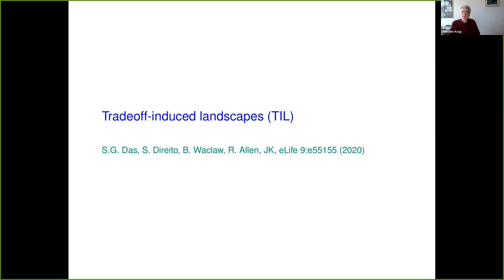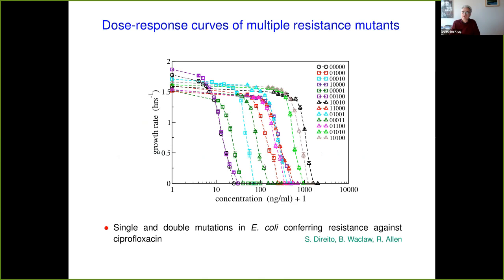So this model is based on a couple of more detailed empirical observations. These are experimental data from the group of Bartek Waclaw and Rosalind Allen, who were at the time in Edinburgh, and since then have both left the UK. This is now again E. coli in a different antibiotic. I could say more about the antibiotics, but it's not really important for what I want to explain here.